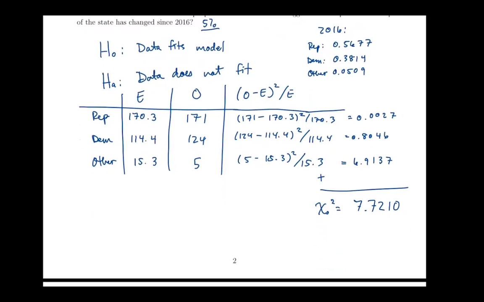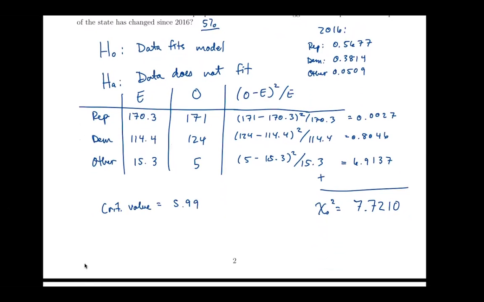So if we were to look at our critical value, there's 2 ways that you can calculate this. I'll explain both ways in a second, but the critical value is going to be 5.99. Okay, and then what we're going to do at that point is compare it to the test statistic. And our test statistic was 7.721. That's greater than the critical value.